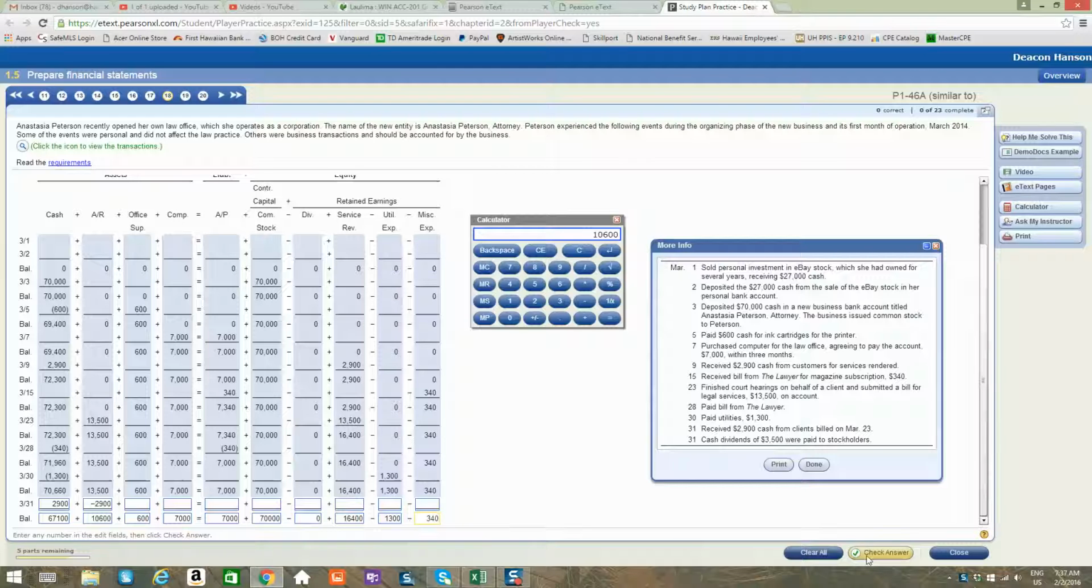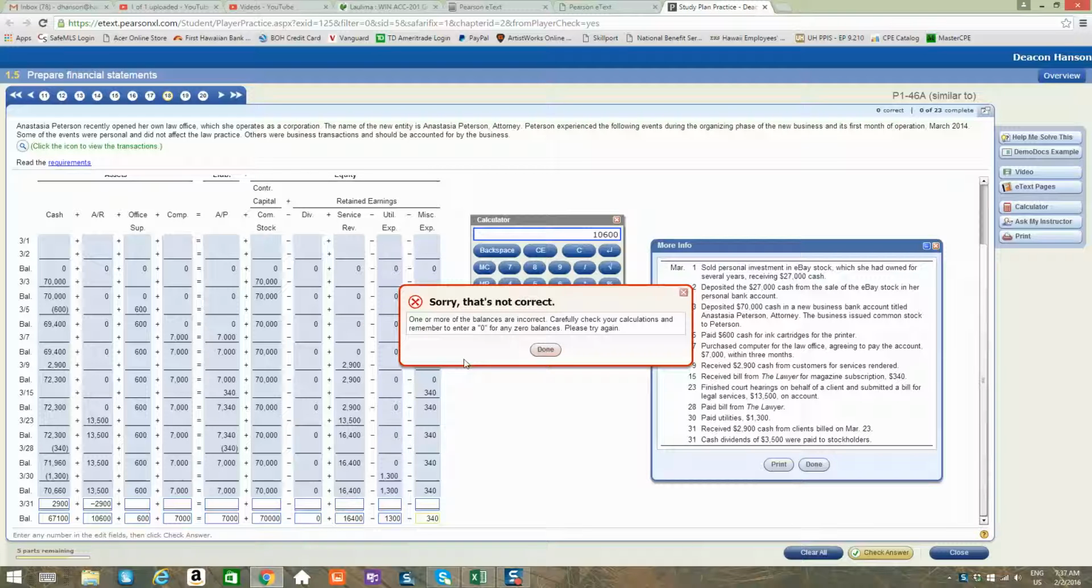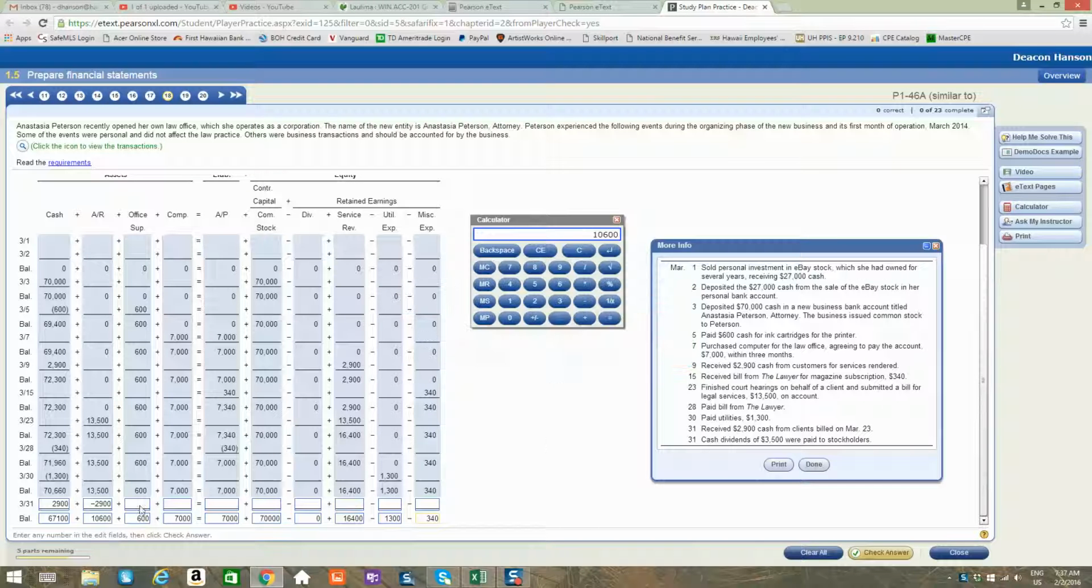Oh, okay, so now when you have an error, one or more of the balances are incorrect. Carefully check your calculations and remember to enter 0 for any 0 balances. Please try again. Okay, that means we might have moved a little too fast.